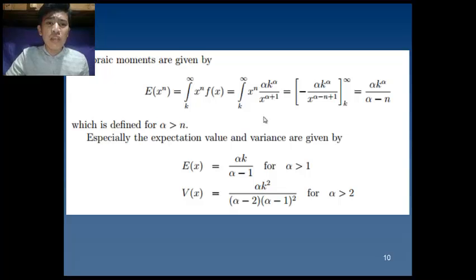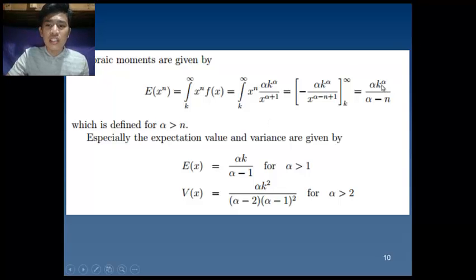The algebraic moments are given by the expectation of x to the power of n, which is equal to the integral of x to the power of n f of x from k to infinity, equal to the integral of x to the power of n times alpha k to the power of alpha over x to the power of alpha plus 1, evaluated from k to infinity, equal to the quantity negative alpha times k to the power of alpha over x to the power of alpha minus n plus 1 quantity evaluated from k to infinity, equal to alpha times k to the power of n over alpha minus n, which is defined for alpha greater than n.